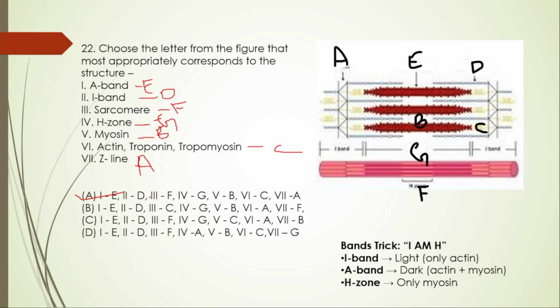So this is the shortcut. Don't remember the bands trick. I am H. Okay, I band is light, only actin will be there, and then A band is dark and it is having actin and myosin. H zone is only having myosin in there.